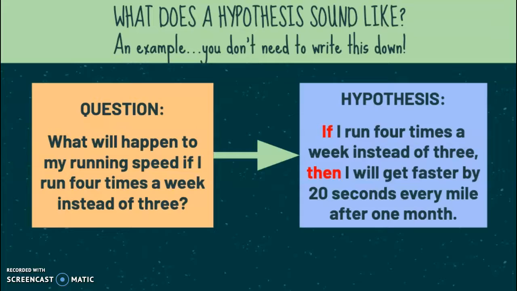So instead of 3, if I run 4 times a week, then the consequence is hopefully I will get faster by 20 seconds. I don't know that, but it's okay. A hypothesis is just a prediction. And I predict that I'll get better by 20 seconds after 1 month. So once again, that's just an example hypothesis.